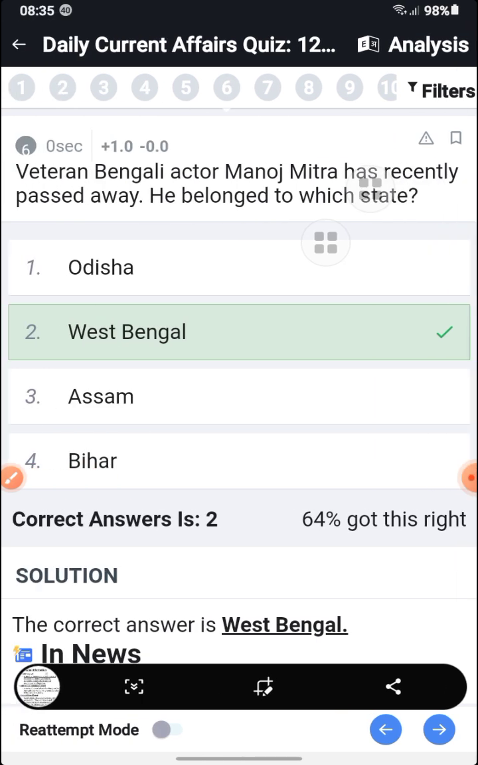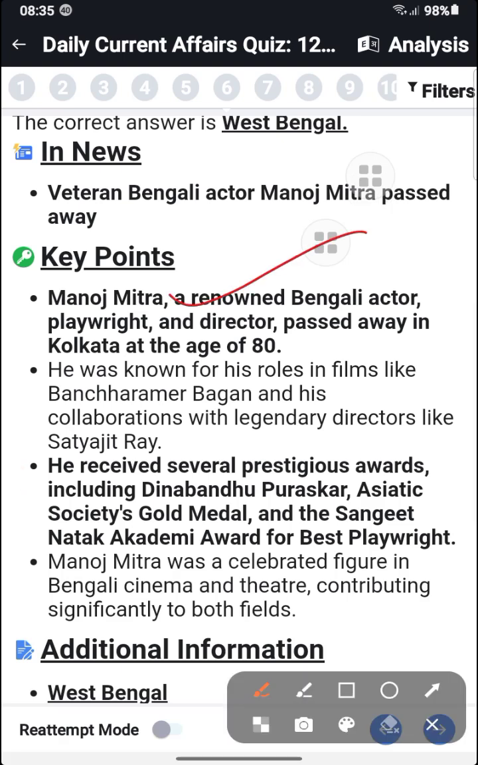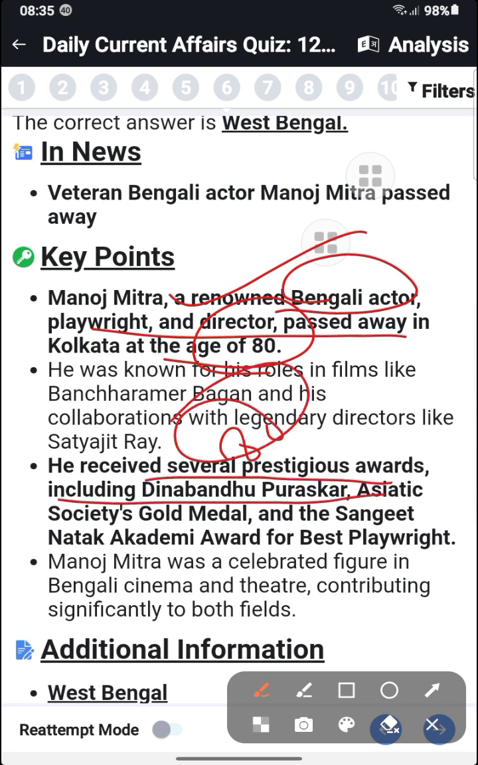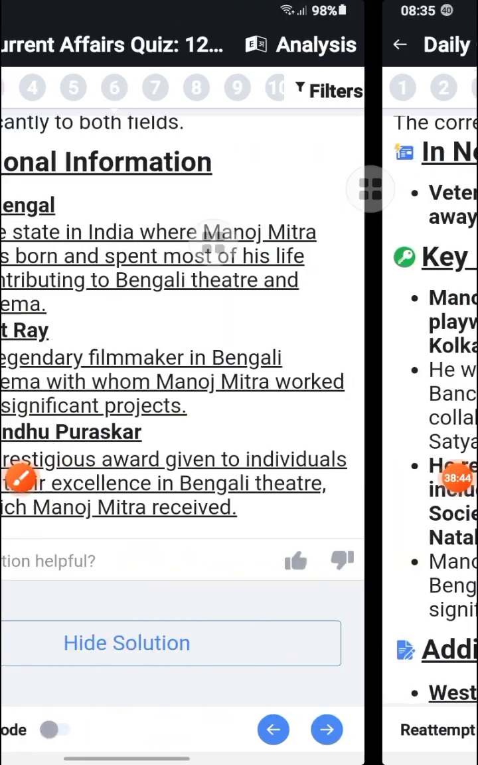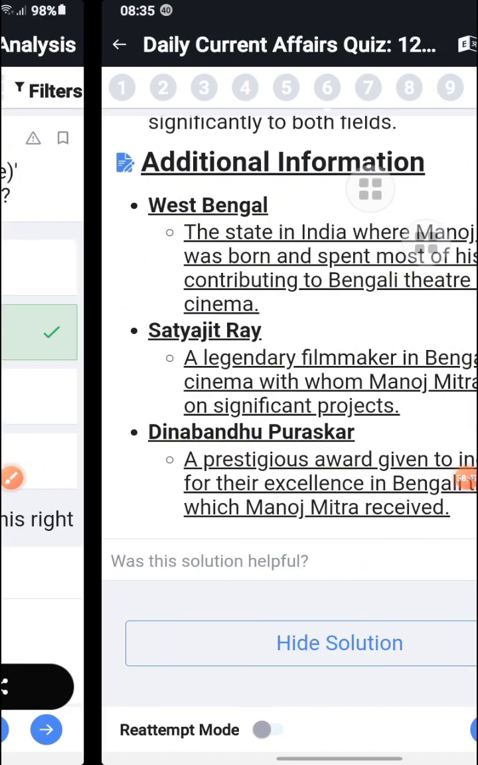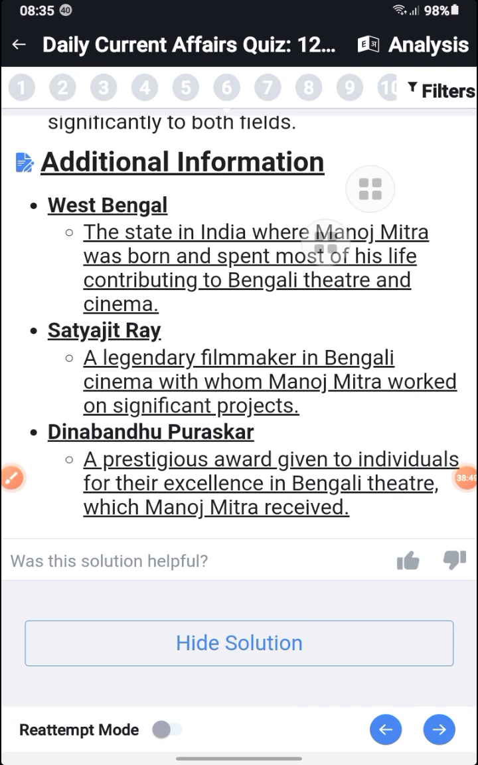Veteran Bengali actor Manoj Mitra has recently passed away. He was from West Bengal, an actor, playwright and director, and passed away in Kolkata at the age of 80. He received several prestigious awards: the Asiatic Society Gold Medal, the Sangeet Natak Akademi award, and Best Writing. Satyajit Ray, the legendary filmmaker of Bengali cinema, was someone with whom Manoj Mitra worked significantly. The Dinabandhu Puraskar is given to individuals for excellence in Bengali culture in West Bengal. Manoj Mitra spent most of his life in Bengali theatre.